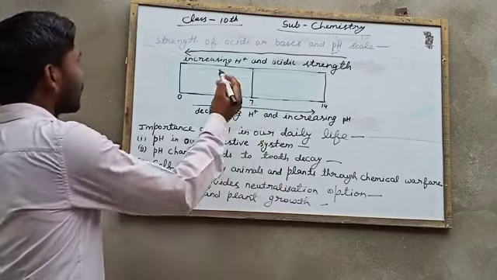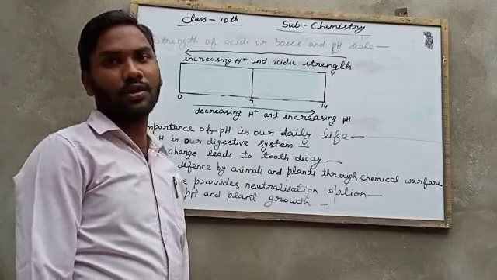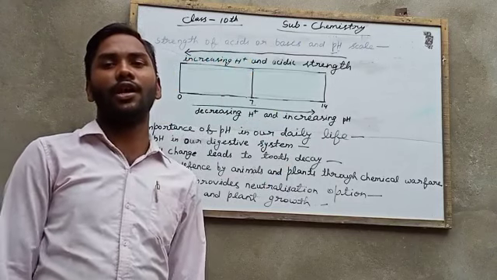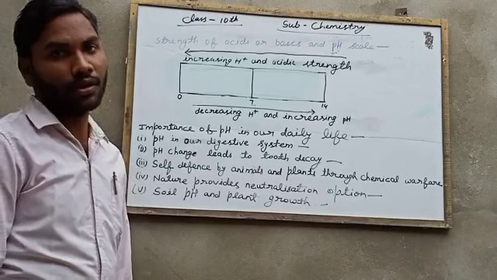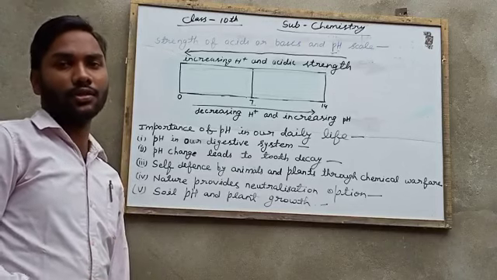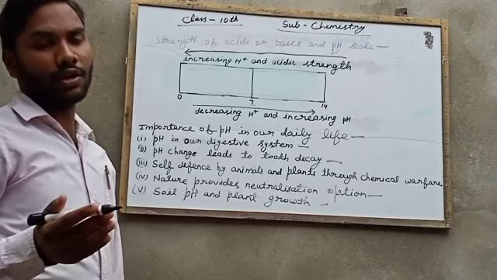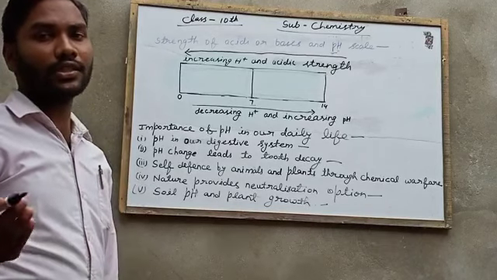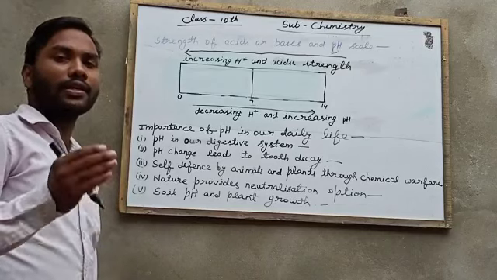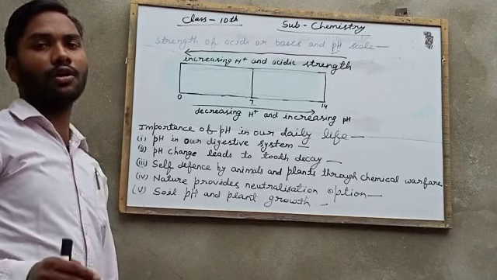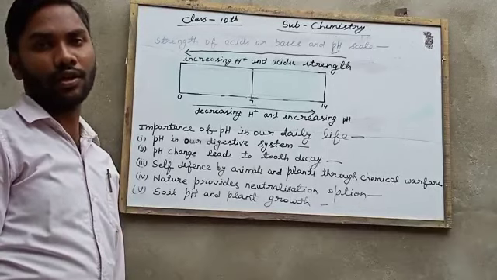Today we are going to discuss the strength of acids and bases and the pH scale. We know that acids and bases can be distinguished by using indicators. After dilution of an acid or base, the hydrogen ion or hydroxide ion concentration in the solution decreases. We can find the concentration of hydrogen ion or hydroxide ion by using universal indicator.